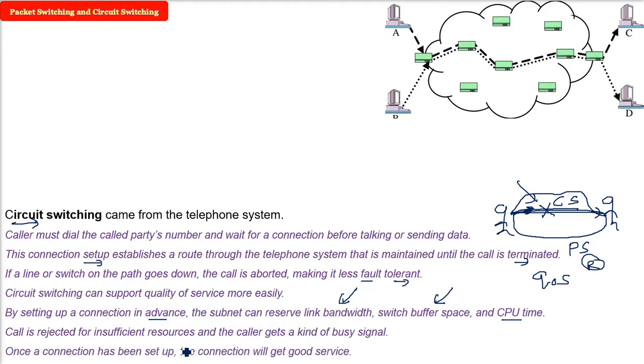But once the connection is set up, circuit switching will give you a good service. Once you make a connection in circuit switching, the path or the route will always be the same for all the packets.